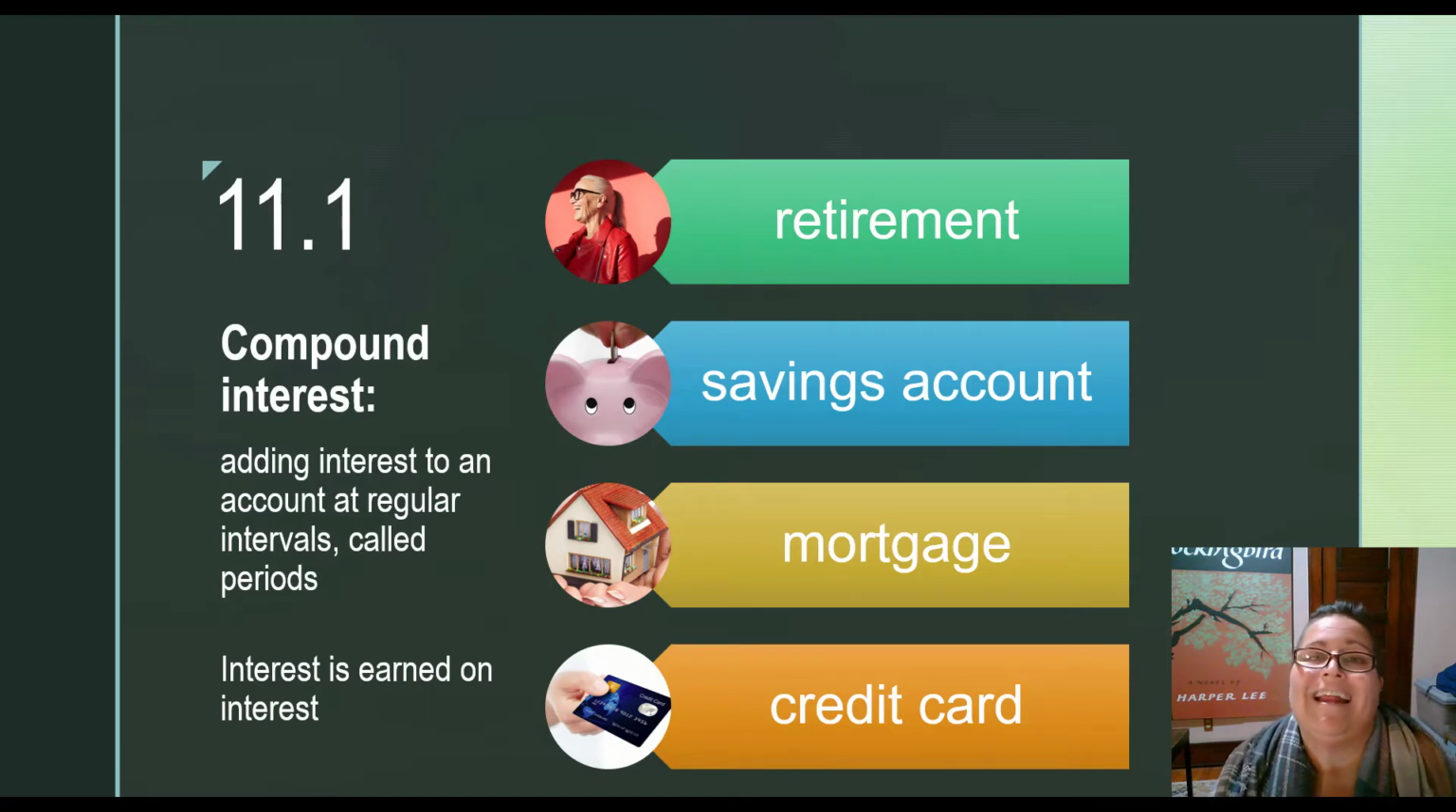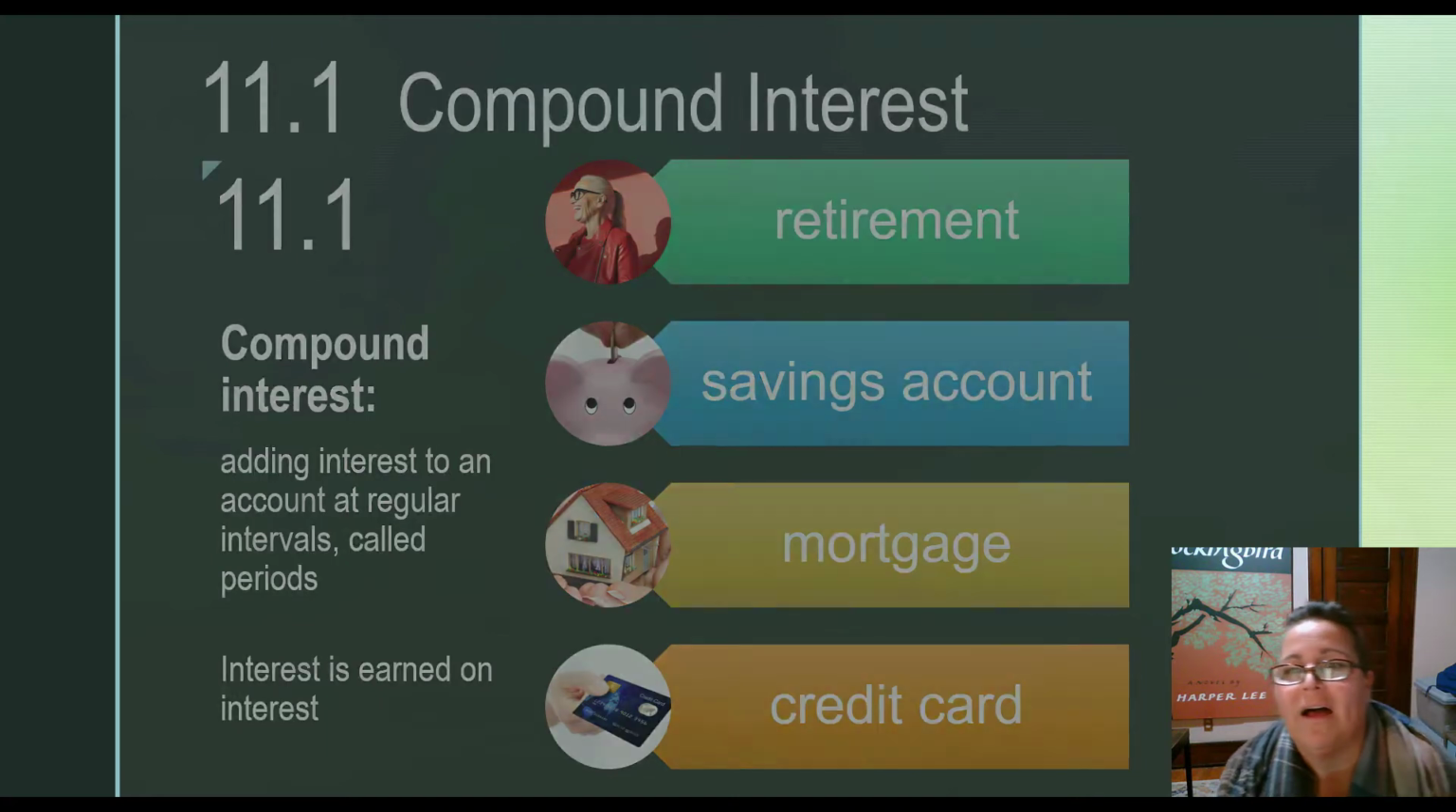This is, we're adding interest onto an account at regular intervals, which we call periods. And we have the opportunity to earn interest on that interest. And if we've borrowed money, then we get the opportunity to pay interest on interest. That's why it's compounded. It just gets more and more complicated as things go on.